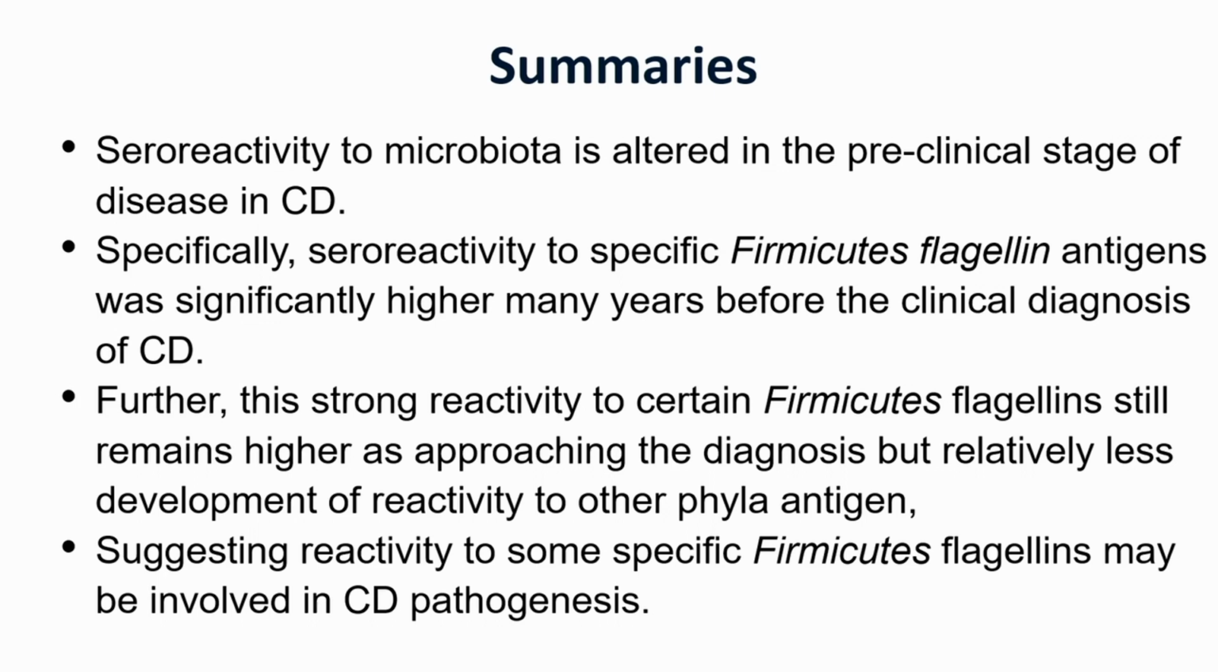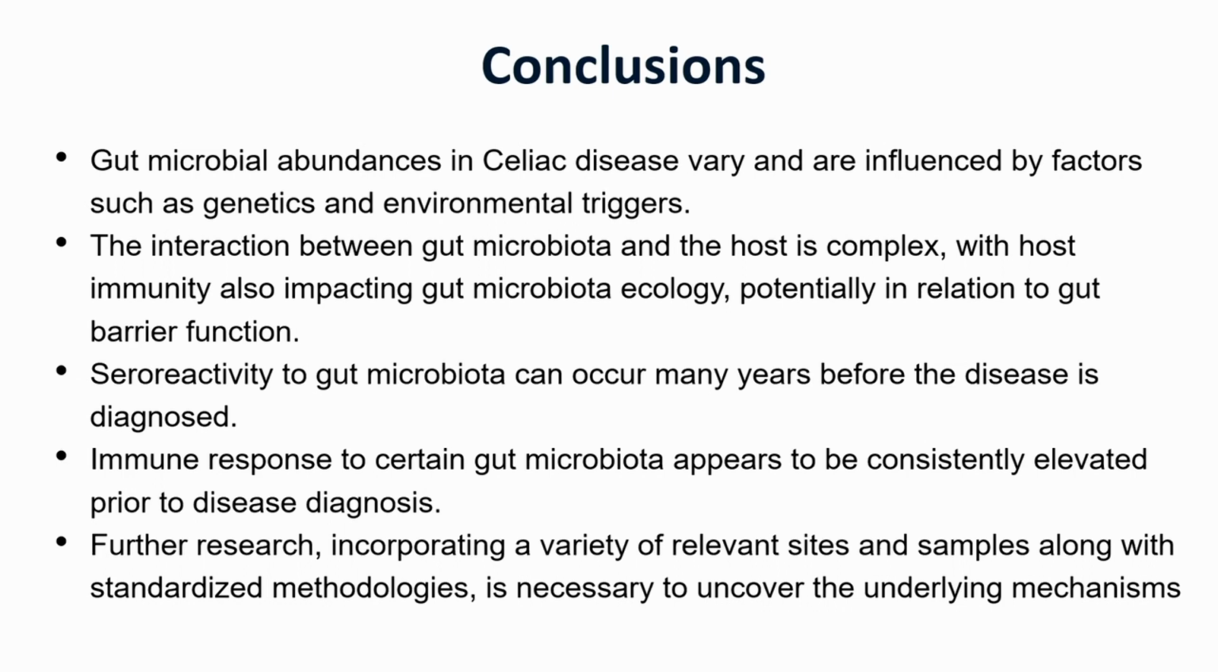In summary, on seroreactivity and the microbiota at the preclinical stage of disease in celiac disease, seroreactivity against specific flagellin was significantly higher many years before the clinical diagnosis. Strong reactivity to certain flagellin remains higher, and we need to look at this further. In conclusion, gut microbiome abundance in celiac disease may be influenced by genetic and environmental triggers. The gut microbiota-host relationship is complex, and host immunity also impacts gut microbiota ecology. Seroreactivity to gut microbiota can occur many years before diagnosis. And the immune response to certain gut microbiota could be important for the pathogenesis of celiac disease.